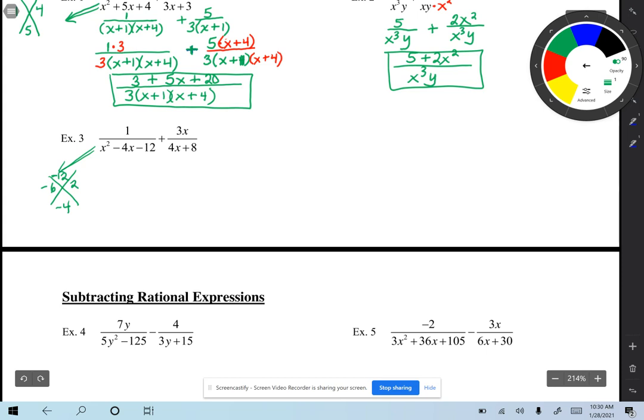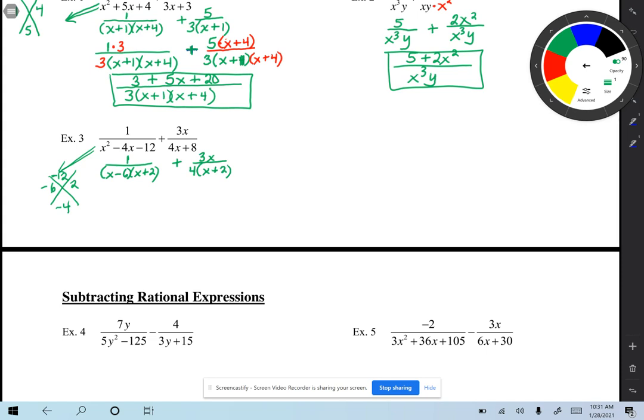And this lovely second fraction, you could factor out a 4. So let's go ahead and at least write what we have. 1 over x minus 6 times x plus 2 plus 3x. Factor out a 4 from the bottom of the second fraction, and you're left with x plus 2. I absolutely love factoring, and it just really helps to do the problem, or else we can't even tackle it.